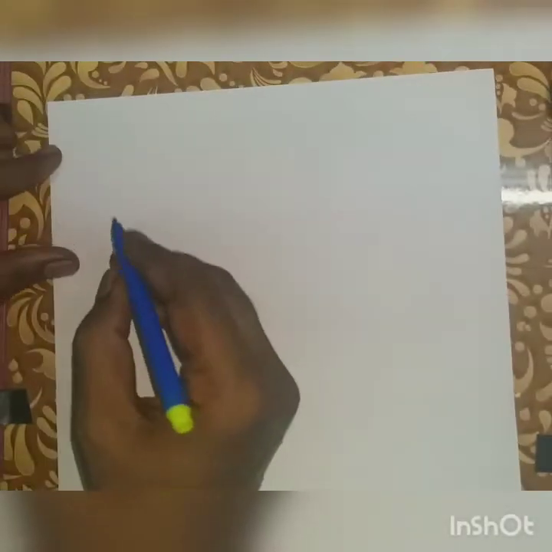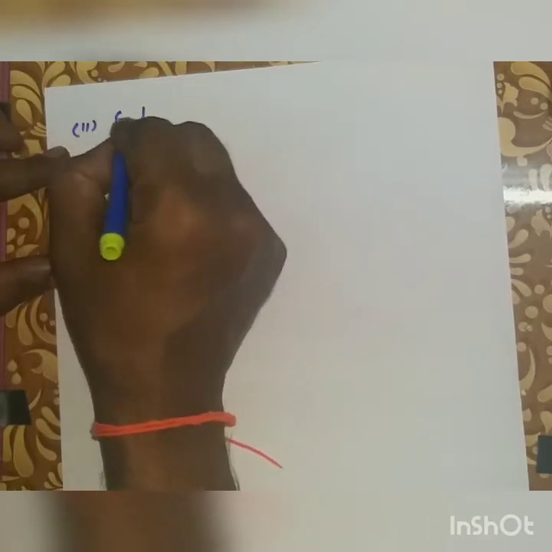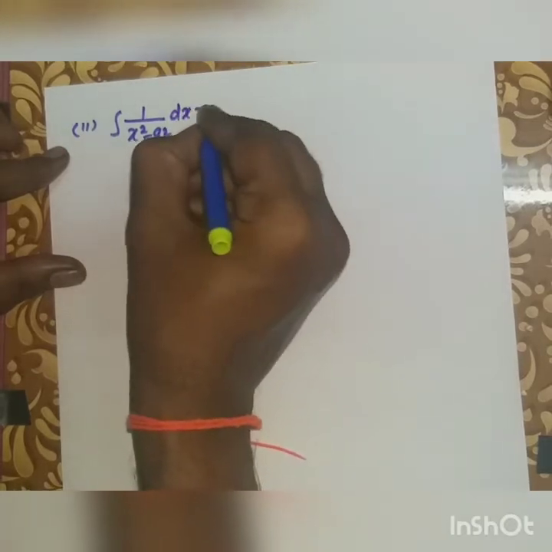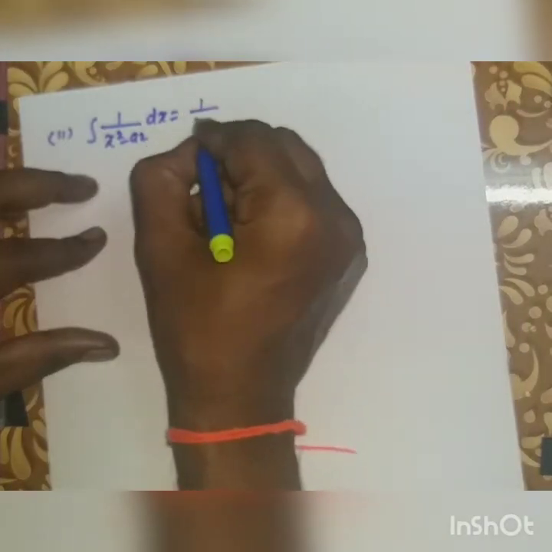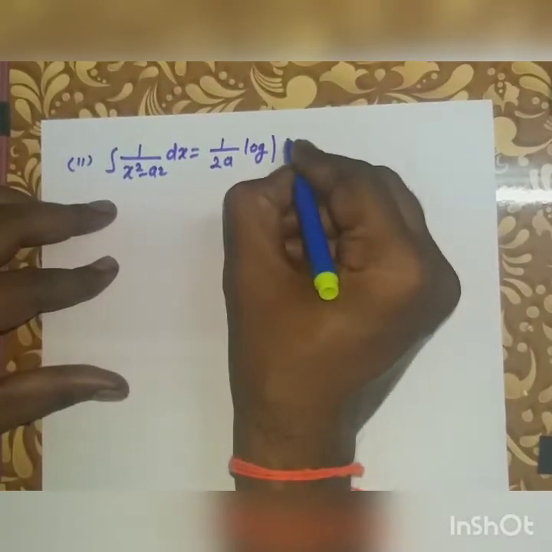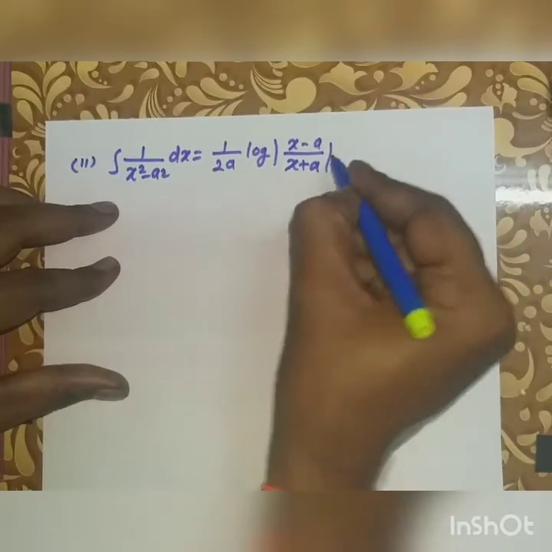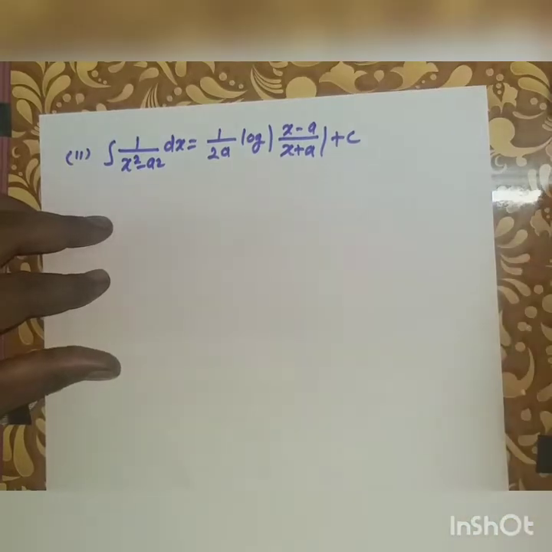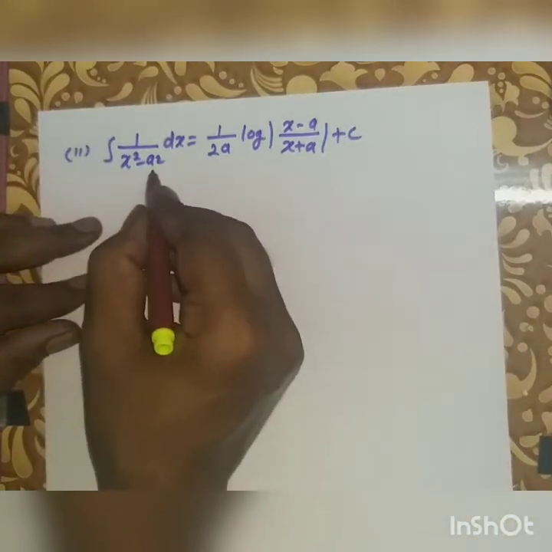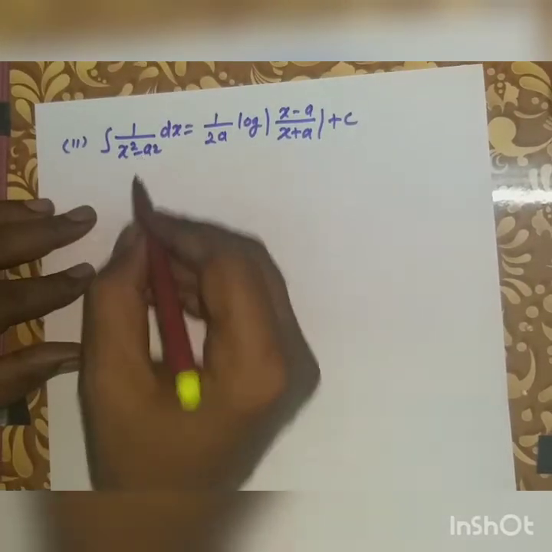Now the second is, prove that the integration of 1 divided by x square minus a square dx is equal to 1 divided by twice a into log of x minus a divided by x plus a plus c. Now we prove this result. The left hand side is x square minus a square. First we took x square plus a square, second is x square minus a square.